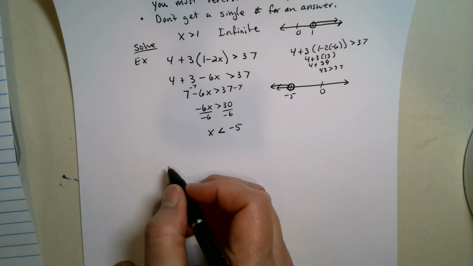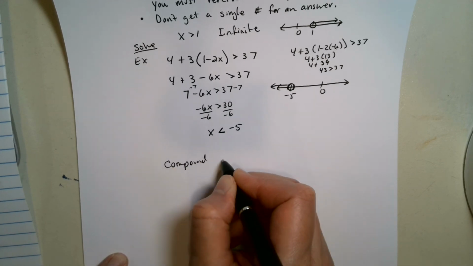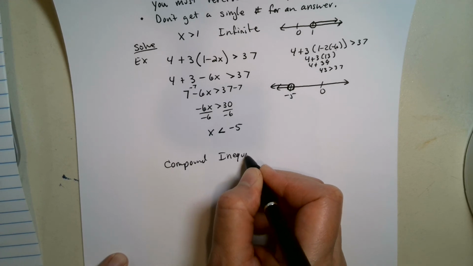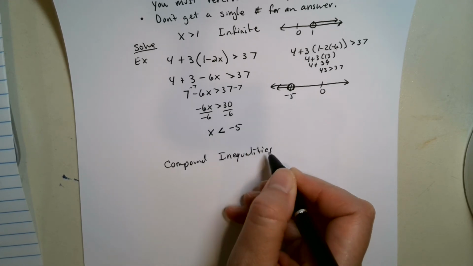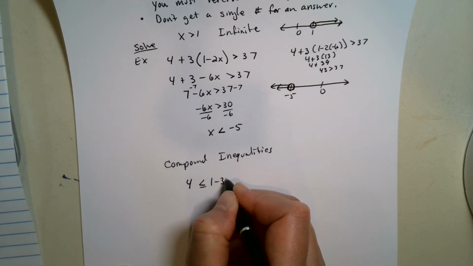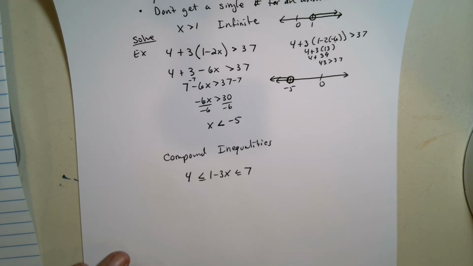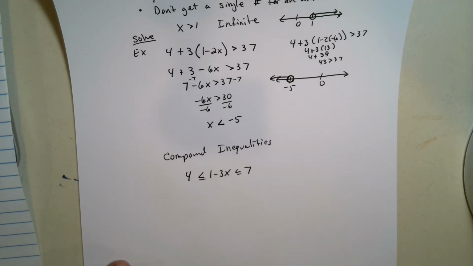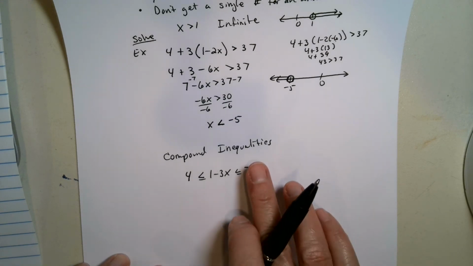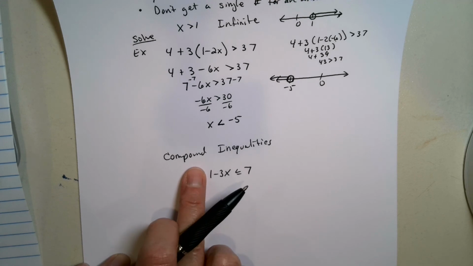Now, we also talked about something called compound inequalities back in August. And a compound inequality is where they combine two inequalities into one. So I have 4 is less than or equal to 1 minus 3x, which is less than or equal to 7. You could separate into two pieces, and you could work it 4 is less than 1 minus 3x, and then 1 minus 3x is less than or equal to 7.